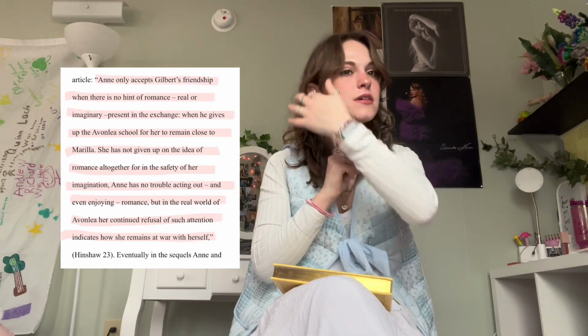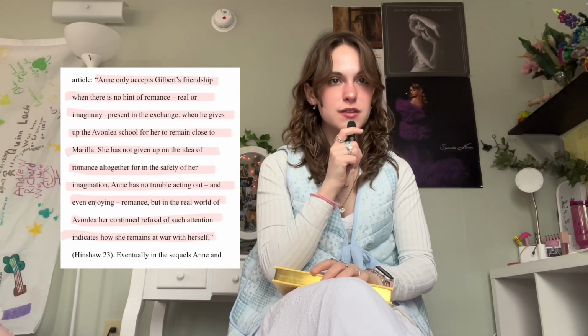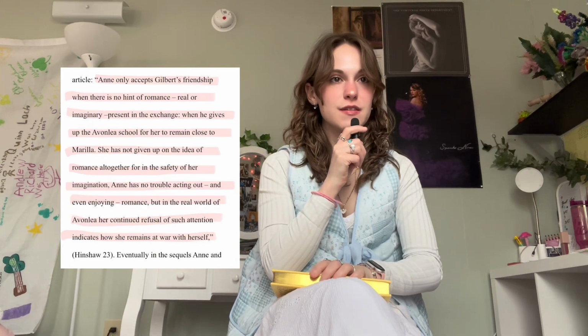However, Gilbert and Anne of Green Gables start as just friends. Nothing romantic yet. And as Lauren Hinshaw wrote in her article, Anne only accepts Gilbert's friendship when there is no hint of romance, real or imaginary, present in the exchange.